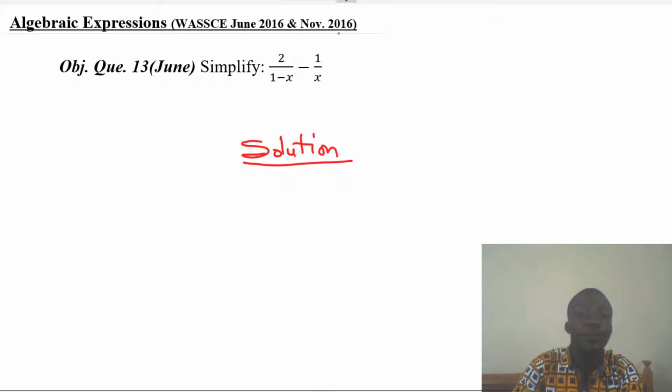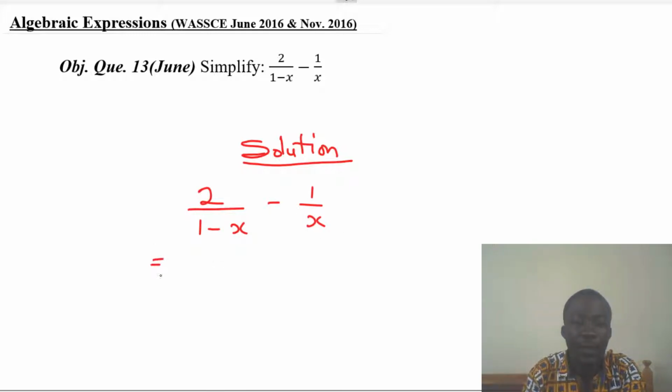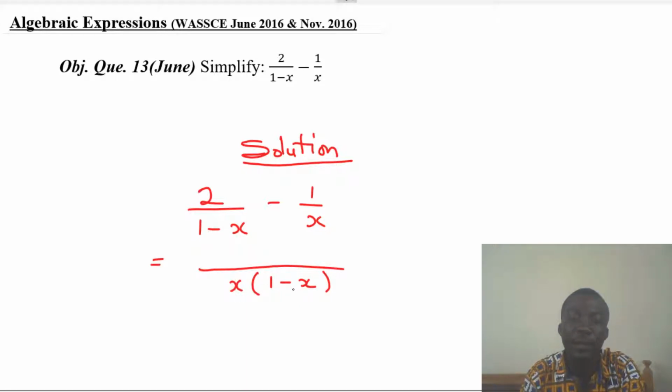Our solution for objective question 13 June, which says we should simplify the expression 2 over 1 minus x, minus 1 over x. In this solution, we are going to find the least common denominator, which in this case will be the product of the denominators of the two terms, which will be x and 1 minus x. So this denominator goes into x into bracket 1 minus x.